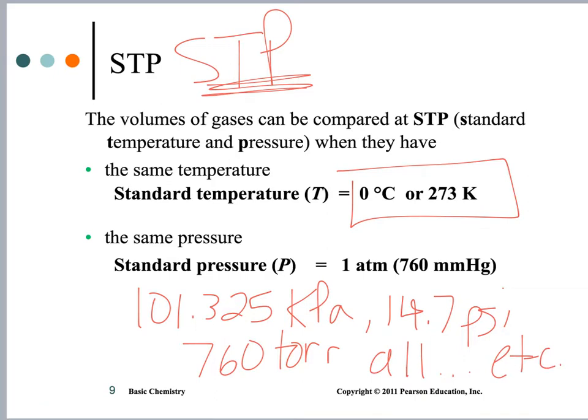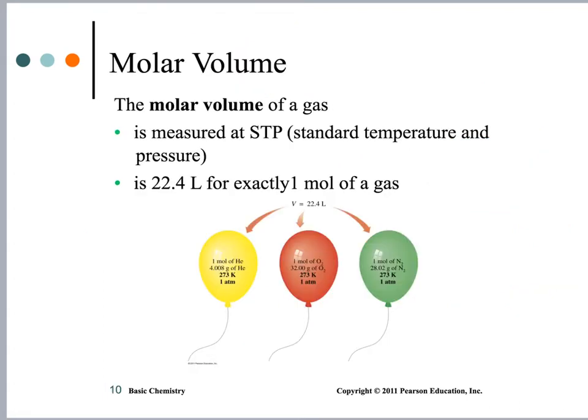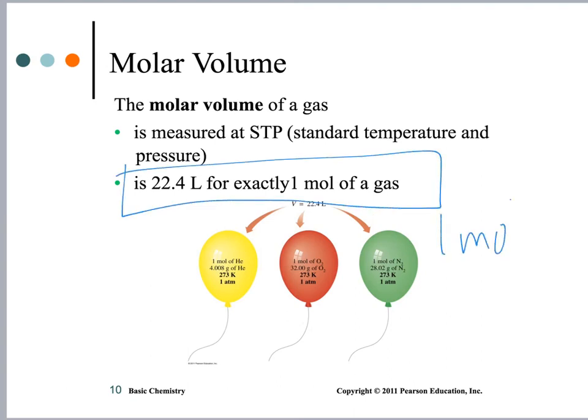So what happens in these problems is it's going to say if it goes back to STP. So you have to automatically put each one of these values into the problem. And we'll do some problems like it, so don't worry. All right. So that brings us back to stuff that we talked about earlier this year, that one mole of any gas is 22.4 liters.